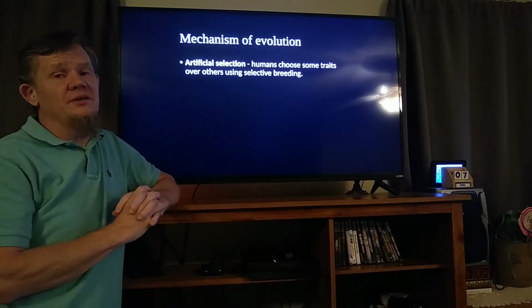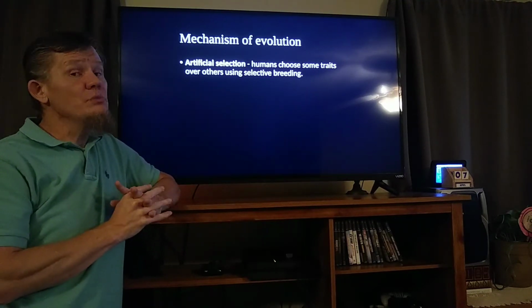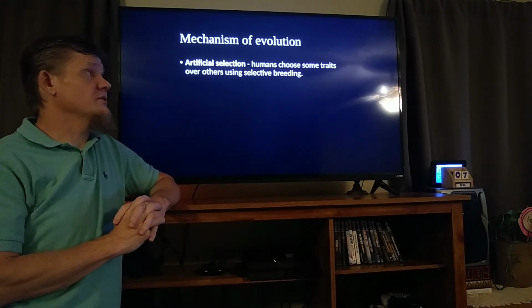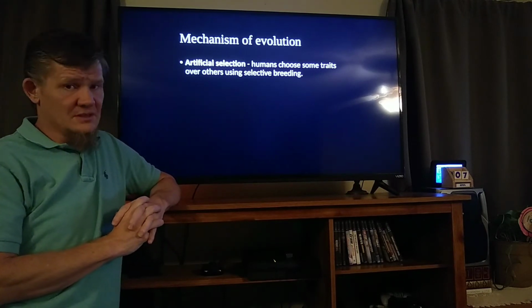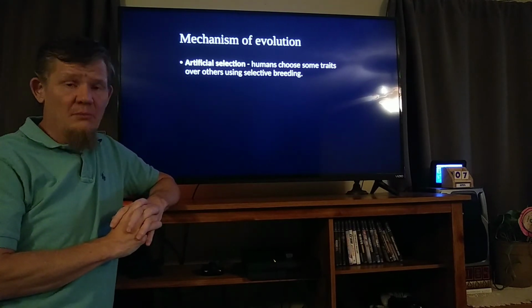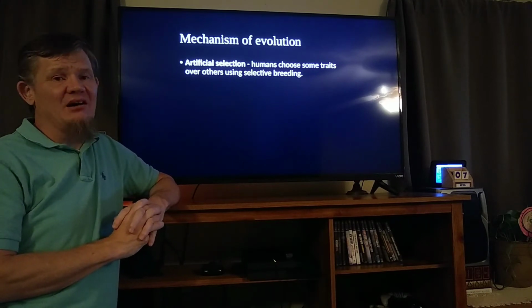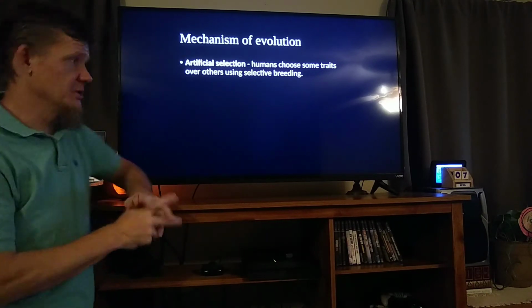Sometimes it's not nature that does the choosing. Sometimes it's humans that do the choosing, and this is called artificial selection. This is when humans decide which traits become more common, which traits get concentrated in the next generation.